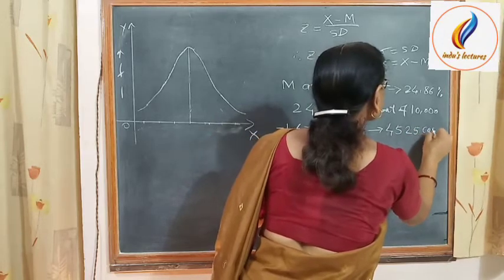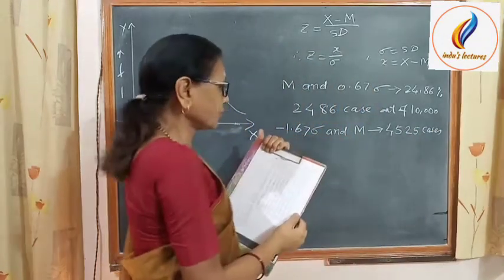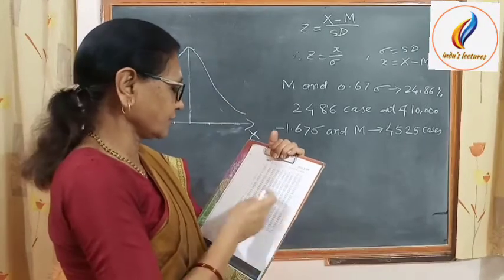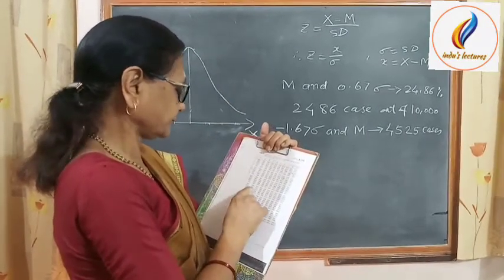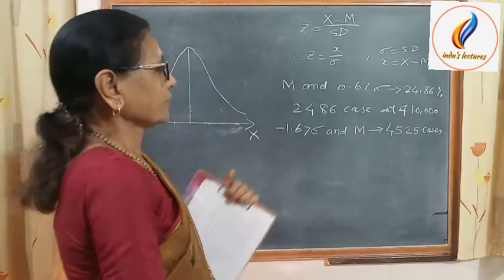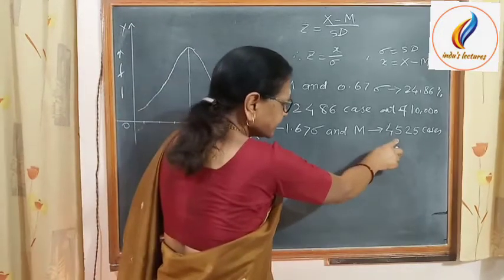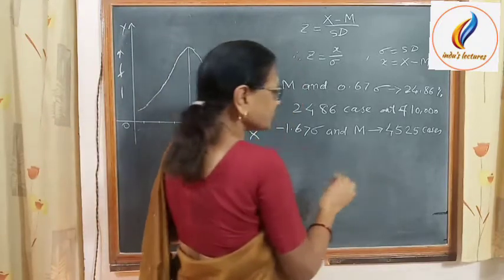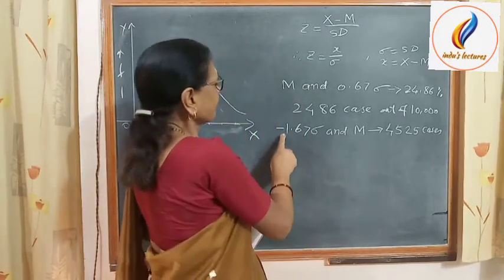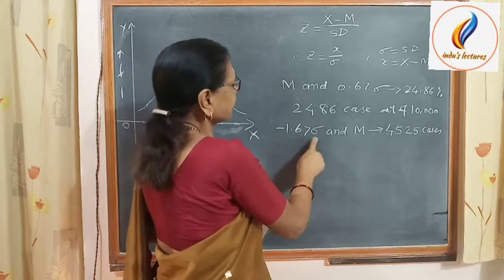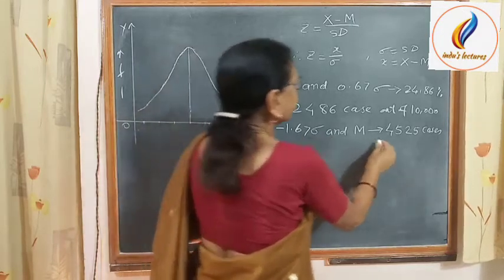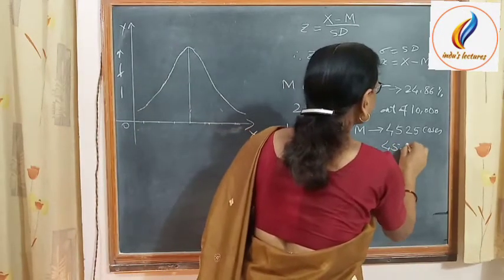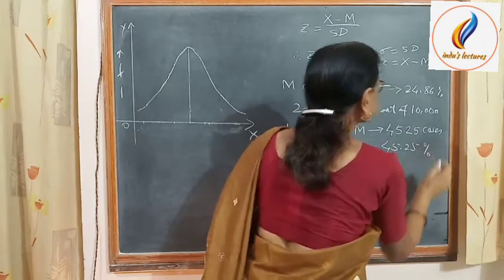25 cases. Or we can say that 4525 cases. These are the cases out of 10,000, and in terms of percentage we can say that between minus 1.6 sigma and mean there are 45.25% cases.